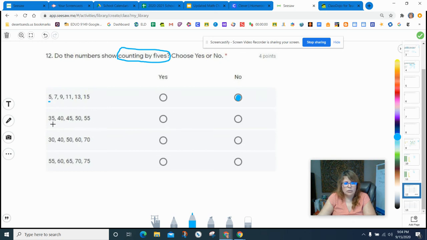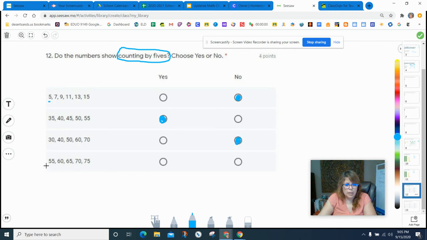Then I look at the next one, 35. In my head, 36, 37, 38, 39, 40. Oh, 40, 41, 42, 43, 44, 45. 45, 46, 47, 48, 49, 50. That's enough for me. That's a yes. It's counting by five, so that's a good choice. Then I go to the next one, 30, 31, 32, 33, 34, 35, 36, 37, 38, 39, 40. That's counting by tens. That's not it. I don't want by tens. I want by five. So I'm going to say no. I don't have to continue.